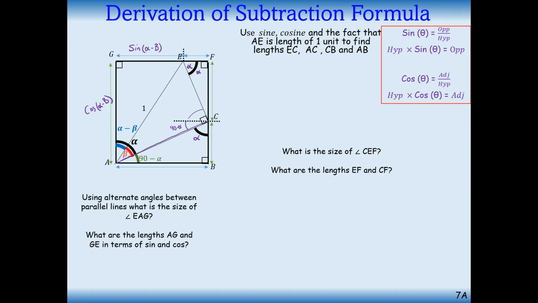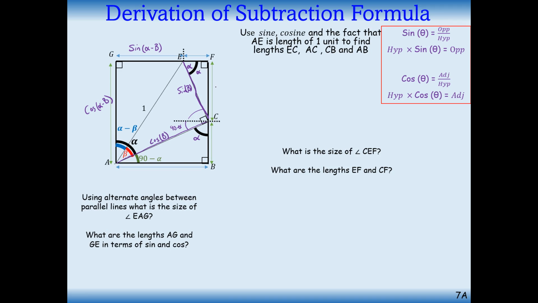Okay, so when we start finding the length A to C, A to C is the adjacent side of the triangle AEC with angle beta. So we're going to call it cos of beta multiplied by 1. We'll leave it as it is. So A to C is cos beta, length E to C is sine of beta. Okay, so that's this length here.